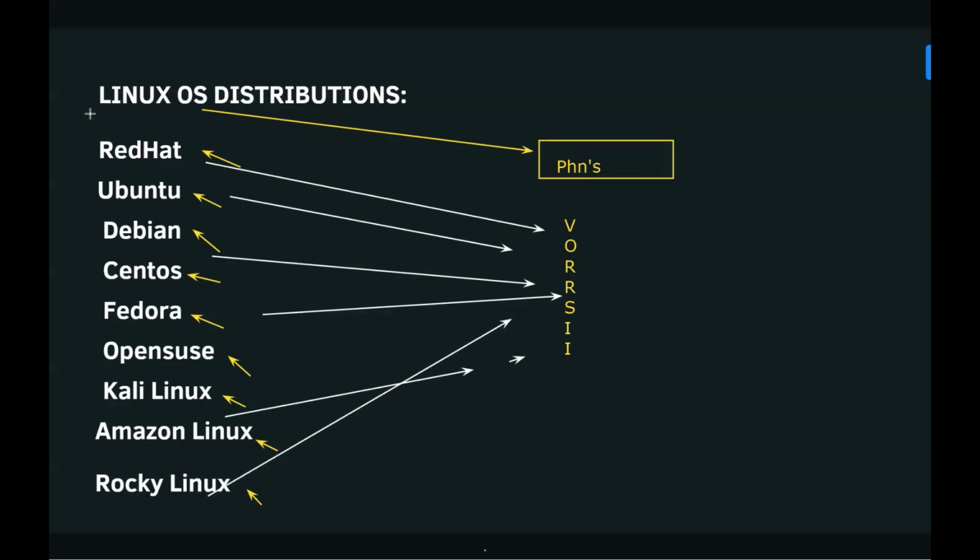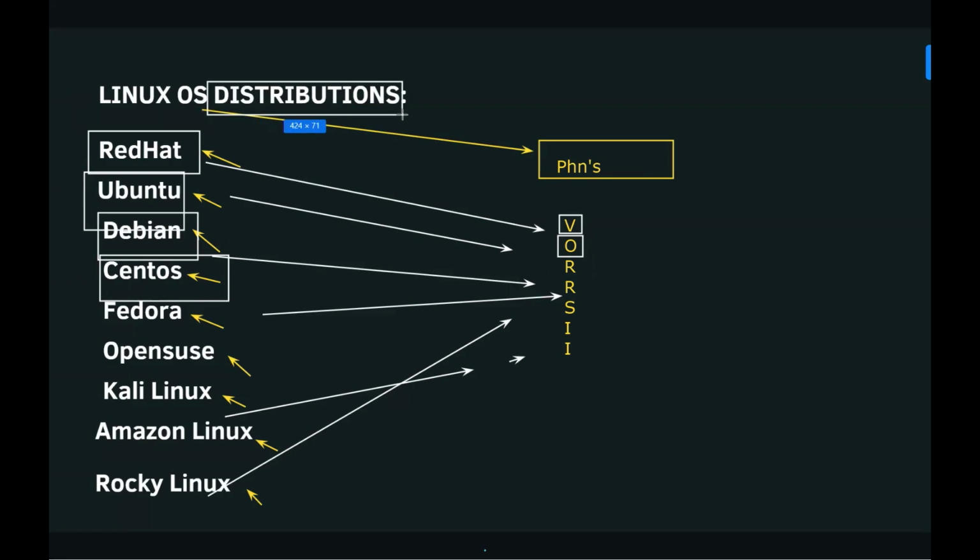So, clear for all of you? The purpose is going to be the same. Vivo, the purpose is the same. Oppo, the purpose is the same. So here also, Red Hat, Ubuntu, Debian, CentOS, the purpose of all the OSs is the same, but we have some minor differences.